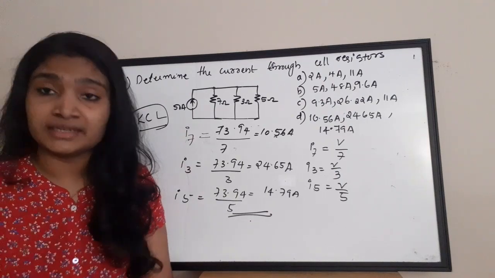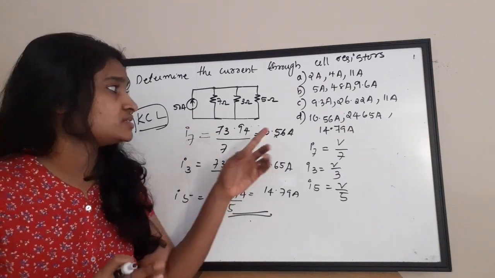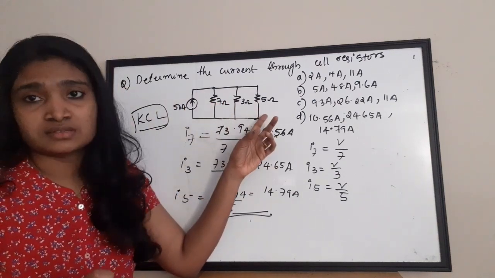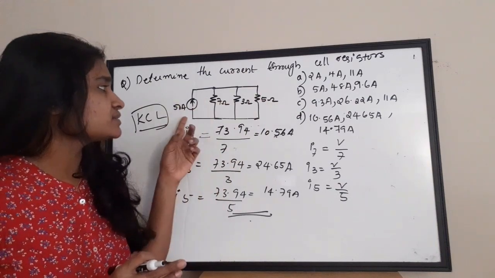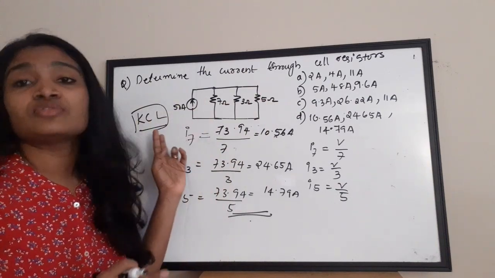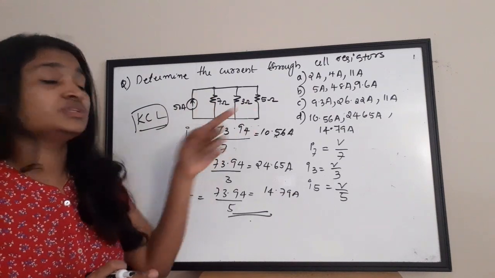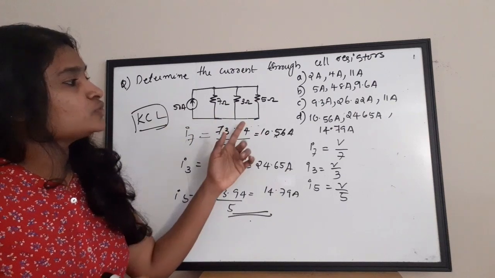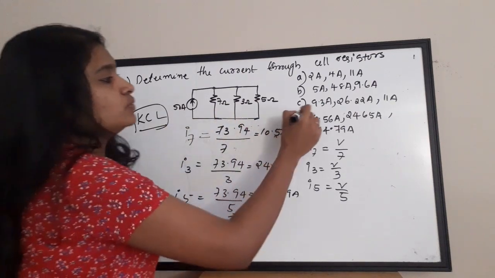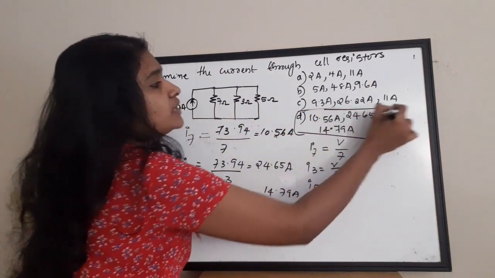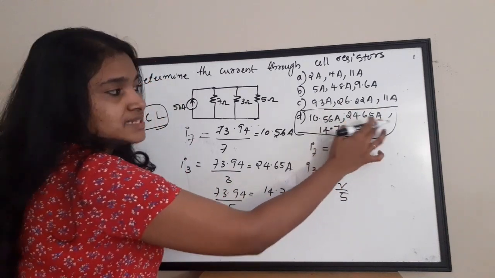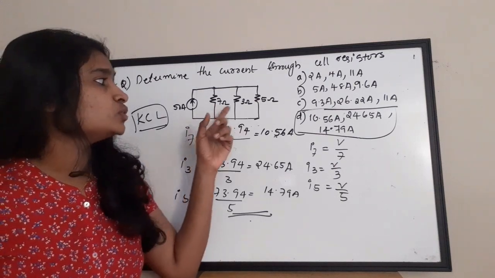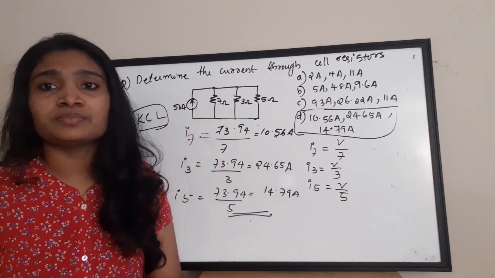So you have to first identify how to solve this question. That is, you have to think how to find the value of the current through these resistors. Since there is only a single current source, you can think of Kirchhoff current law, because the current will anyway split through these resistors. Okay, so the correct answer for this question is option D, which is 10.56 ampere, 24.65 ampere and 14.79 ampere, the values of current through 7 ohm, 3 ohm and 5 ohm.